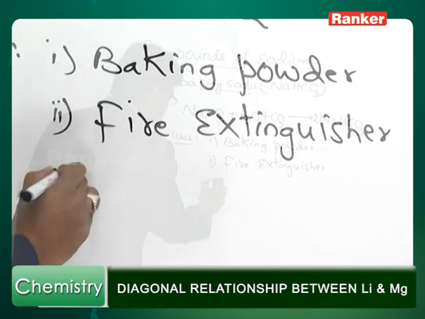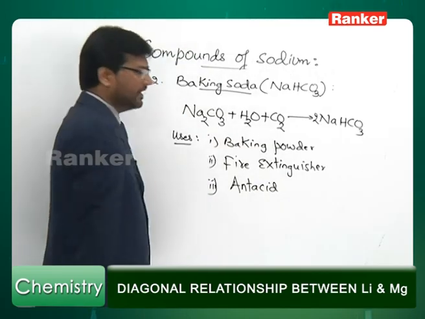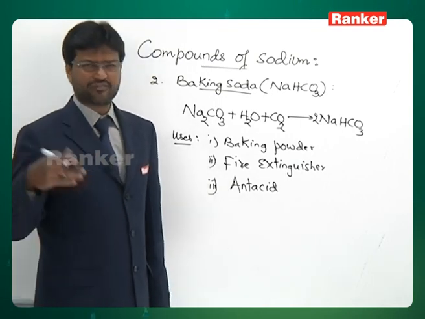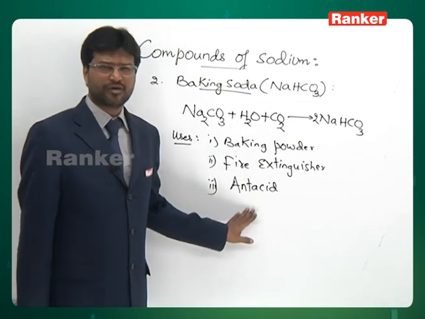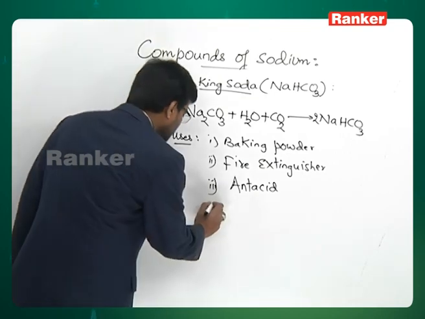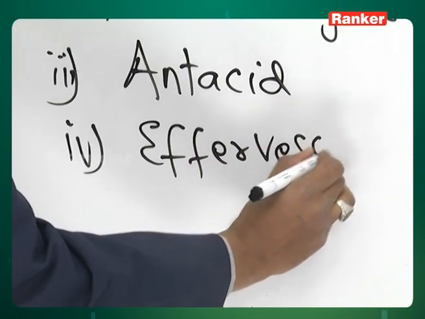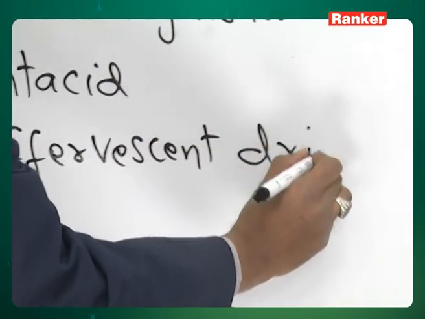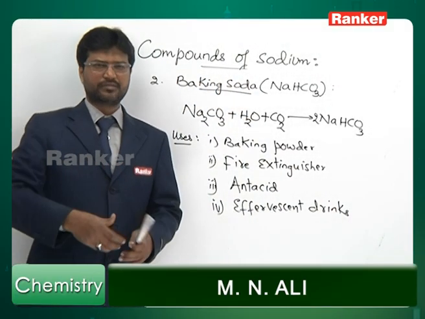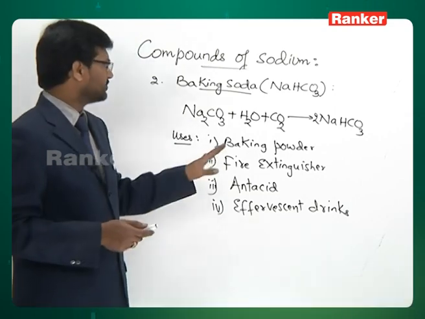Number 3, this can be used as an antacid. Sodium bicarbonate is a mild base and therefore can be used to treat acidity problems, as it is used as an antacid. This can also be used in effervescent drinks. Again, it is because of its ability to produce carbon dioxide bubbles, so it is used in effervescent drinks. That's about baking soda.